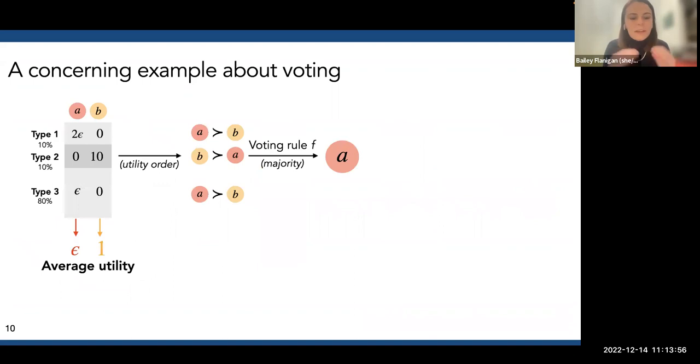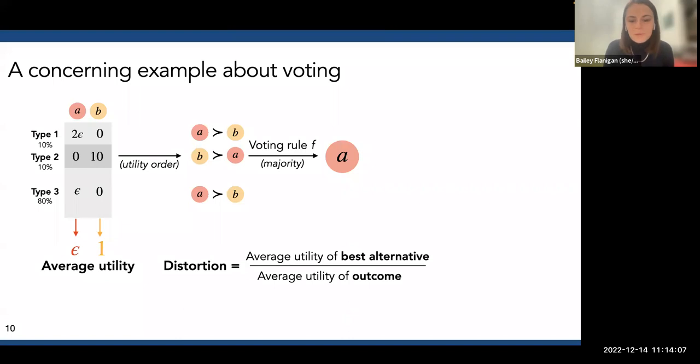And this is captured in the average utility. We can see that the average value generated for the population by A is almost 0, whereas the value generated by B would have been much higher. And we can evaluate the distortion, our competitive ratio in this case. We could have gotten average utility 1, but we got epsilon. And as these people of type 1 and type 3 become more and more indifferent, this ratio can become unboundedly large. Okay. So what happened here?